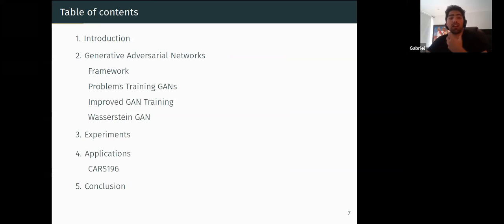So I'm going to start talking about generative adversarial networks, which is the architecture used to generate everything I showed you before, and how it's used. What's the framework we're in the middle of, and how has it been improving with time to solve some of the issues of the initial formulations of GANs. So let's get started now.